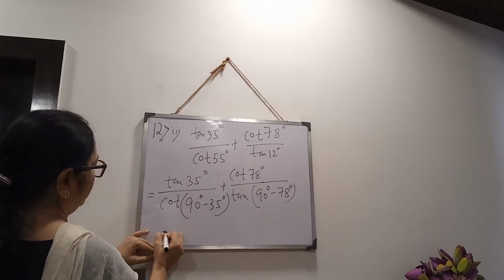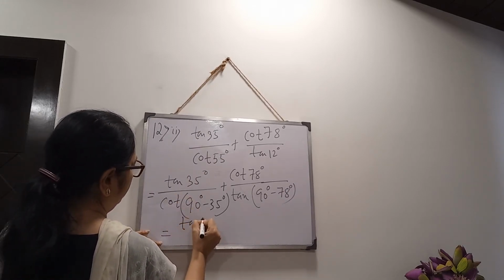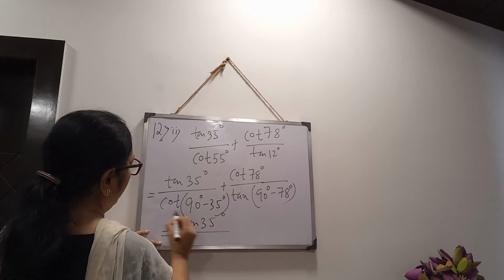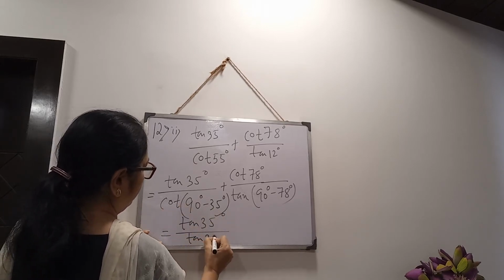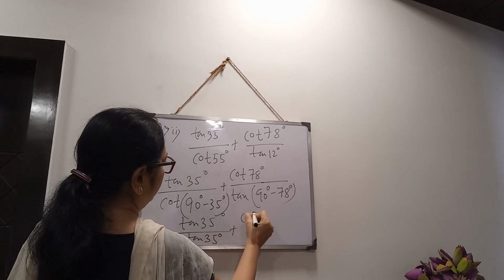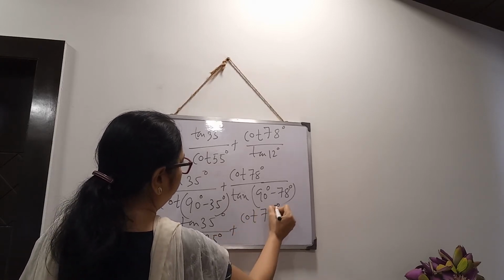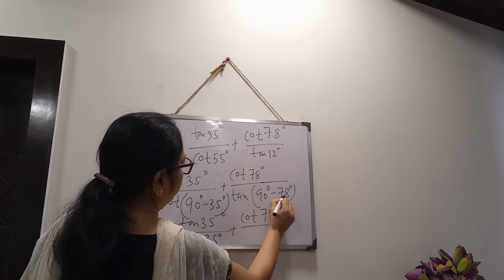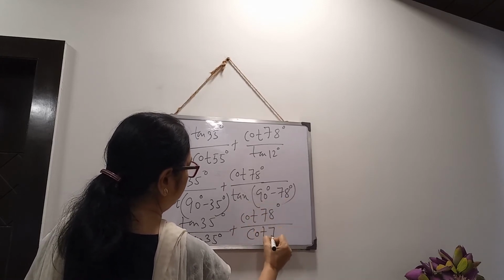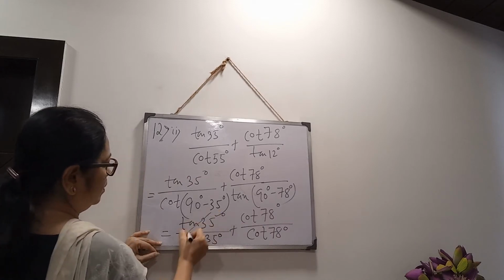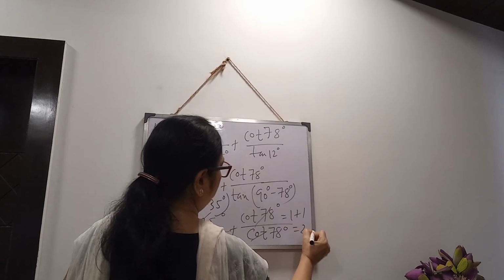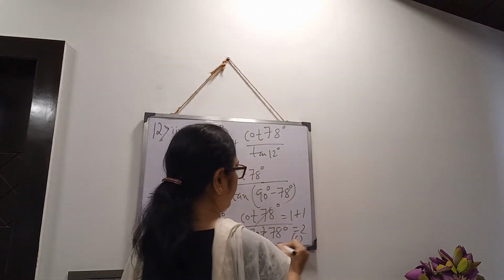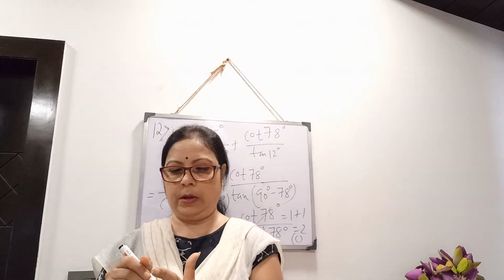Now I will apply the formula. cot(90 minus theta) means tan theta. This is the formula. tan(90 minus theta) is cot theta. Now numerator and denominator are the same. So it is coming 1 plus 1, 2. What is the option? C. Your correct option is C. Clear?